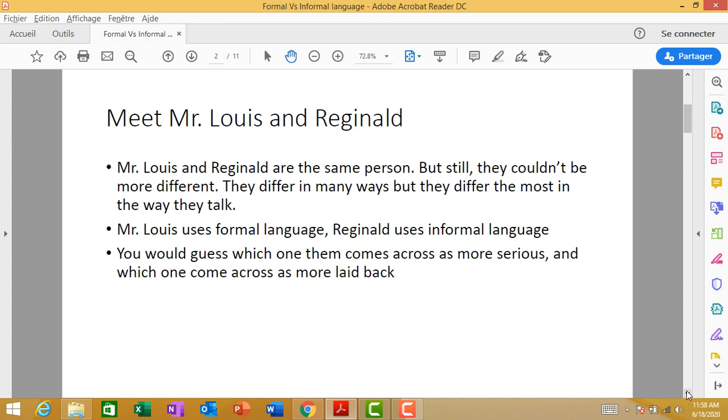So Mr. Louis uses formal language, guys. I think you know that. But Reginald doesn't use formal language. He uses informal language. So one of them will come across as more serious than the other, and you can guess who will come across as more serious. And one of them, people will say that he's more laid back, more relaxed. And you already know which one of them people will talk about as more relaxed and laid back.